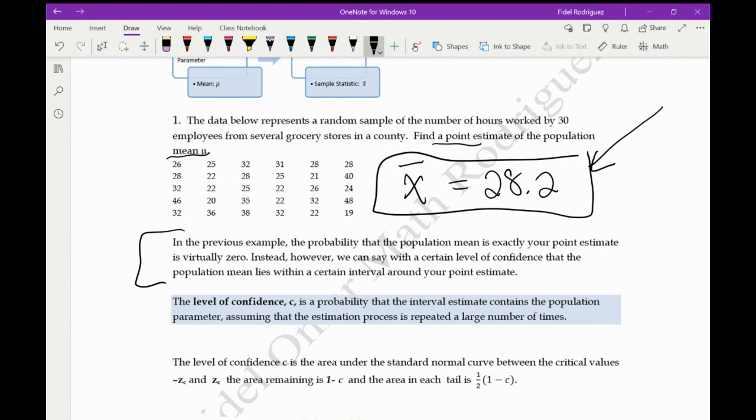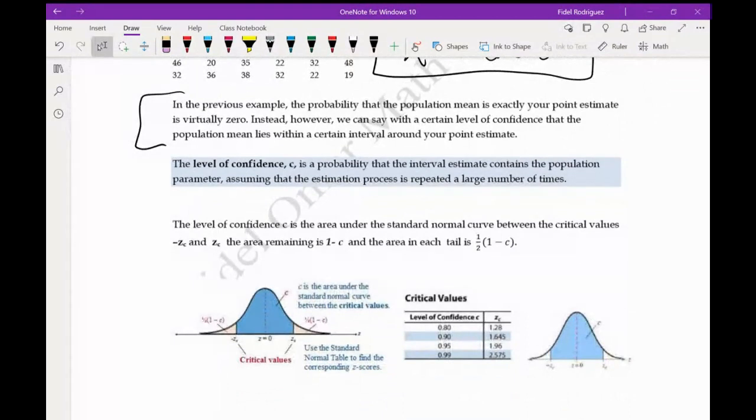Because you're going to have so many different employees working so many different hours. You might have somebody who's a full-time employee and maybe they work overtime. You might have somebody who is elderly and they just want to do something to occupy time, so they work 10 hours a week. Anyway, the next part says we can say with a certain level of confidence that the population mean lies within a certain interval around our point estimate. Here it says the level of confidence is the probability that the interval estimate contains the population parameter, assuming that the estimation process is repeated a large number of times.